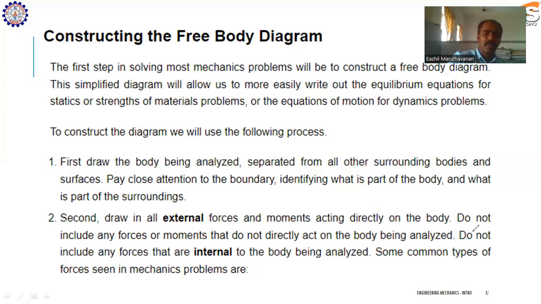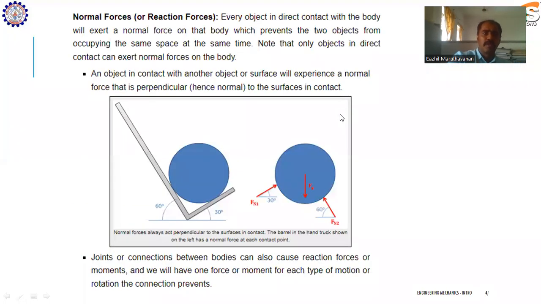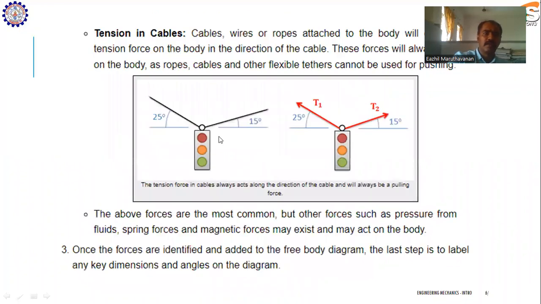Then we have to draw the external forces and moments acting directly on the body. We should not include any forces or moments that do not directly act on the body after a thorough analysis. Do not include any forces that are internal to the body, which would change the nature of the object. Some common types of force in mechanics problems are normal force reactions, friction forces, and tensions in the cable.